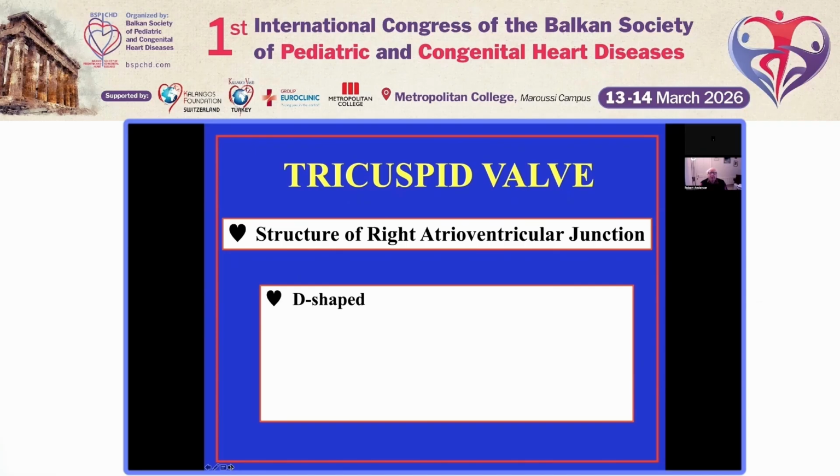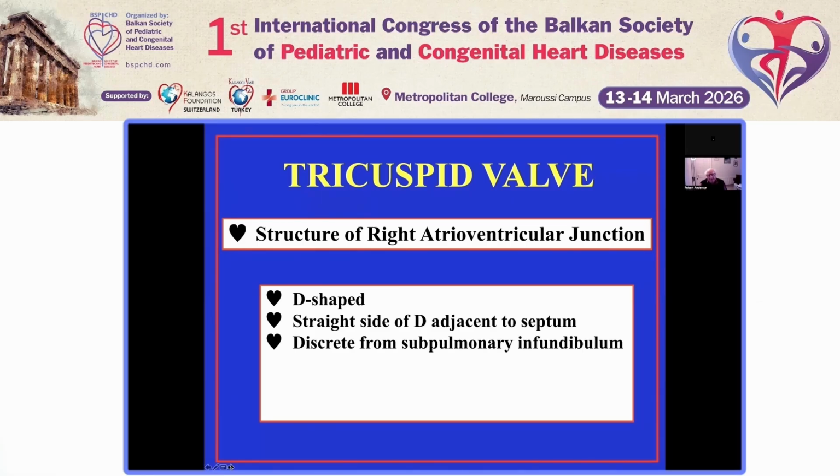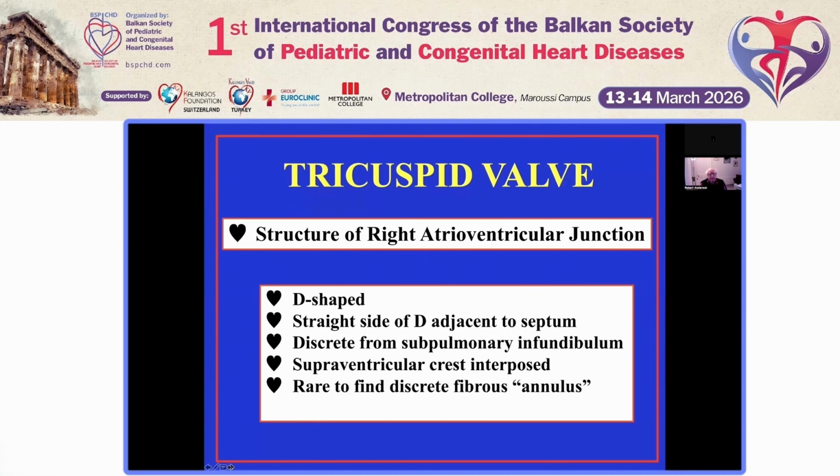Now the junction supporting the tricuspid valve is markedly different from the junction that was supporting the mitral valve. For a start, it is D-shaped. What I'm going to show you is the straight side of the D is directly adjacent to the ventricular septum. Most importantly, the tricuspid valvar orifice is discrete from the subpulmonary infundibulum, and between the two we have the supraventricular crest.